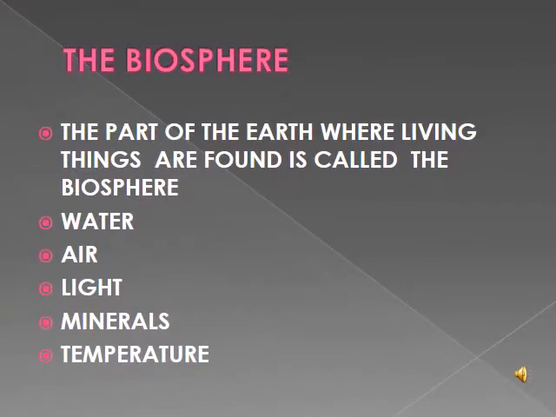My dear students, here is the biosphere. So what is the biosphere? Yes, it is a part of the environment. The part of the earth environment where the living things are found is called the biosphere. The biosphere contains all the important substances which living things need. What are those substances? They are water, air, light, minerals, and temperature. These five parts are the main components of the biosphere, and the biosphere is the main component of the environment.